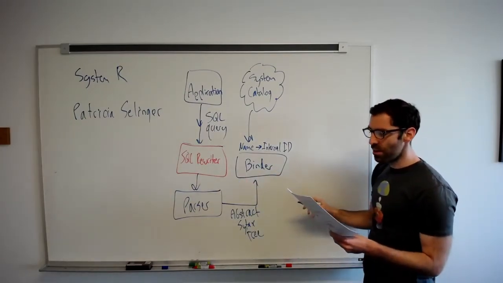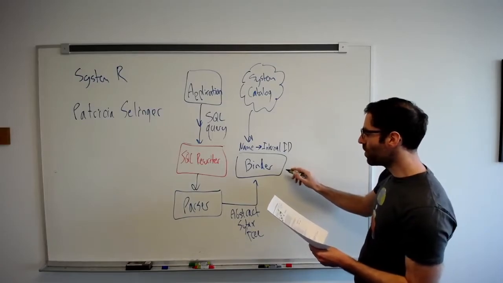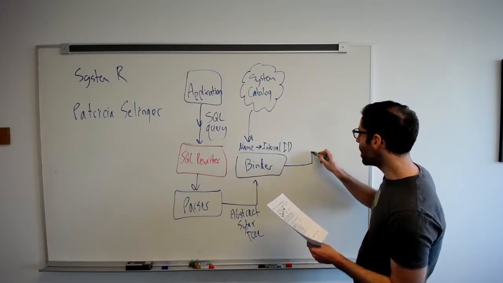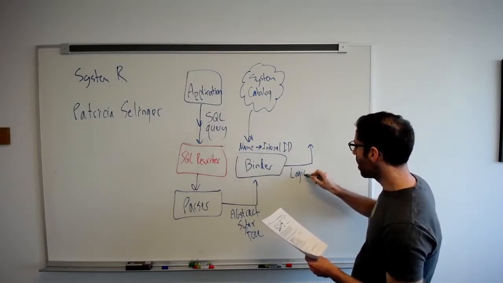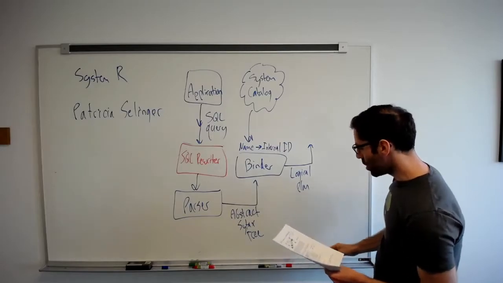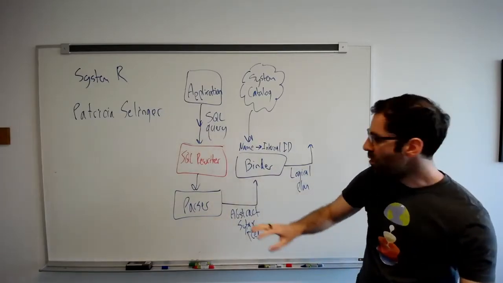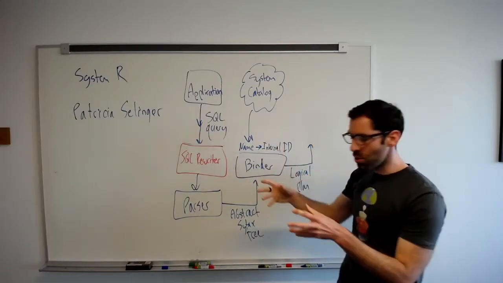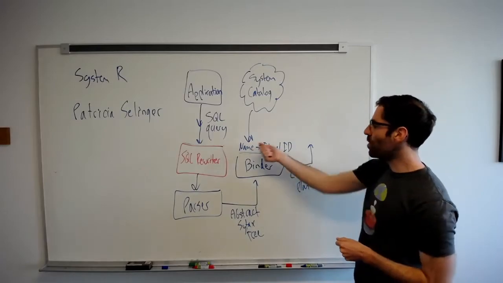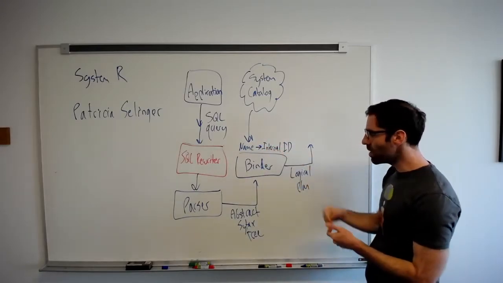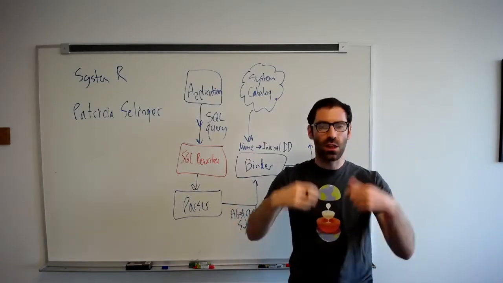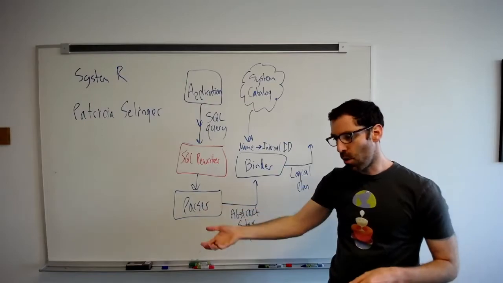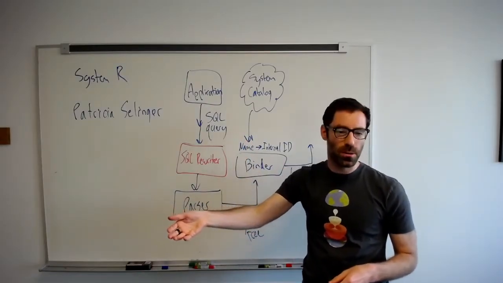And then the output of this binder is going to be a logical plan. So we've parsed our SQL into a tree structure with the different clauses, and we've filled in the names with these internal IDs. So now we have a plan that logically describes, all right, we're going to join these two tables, or we're going to use this table as an input.